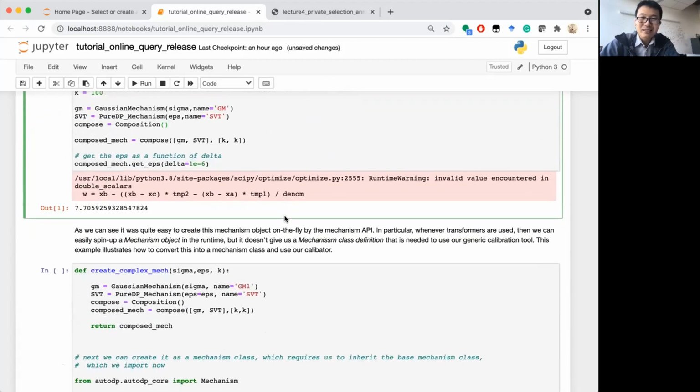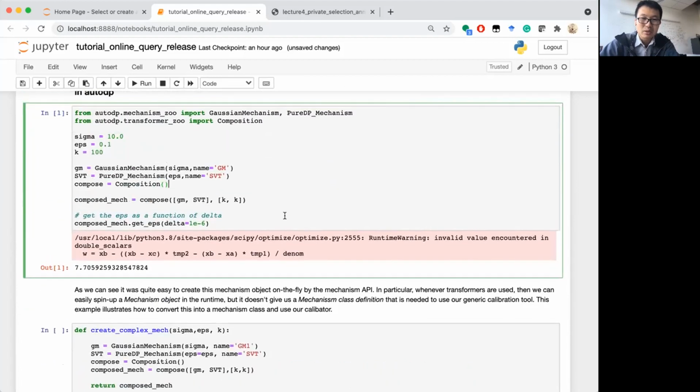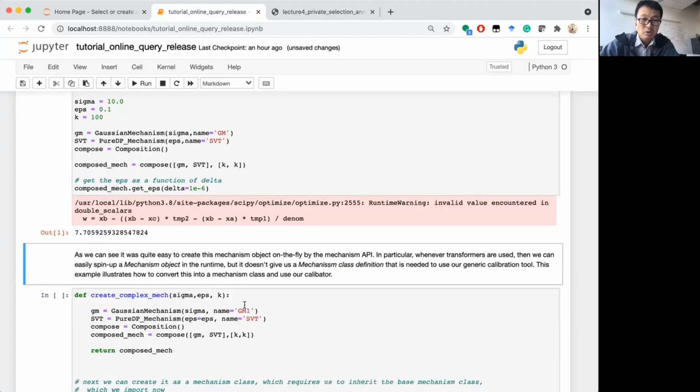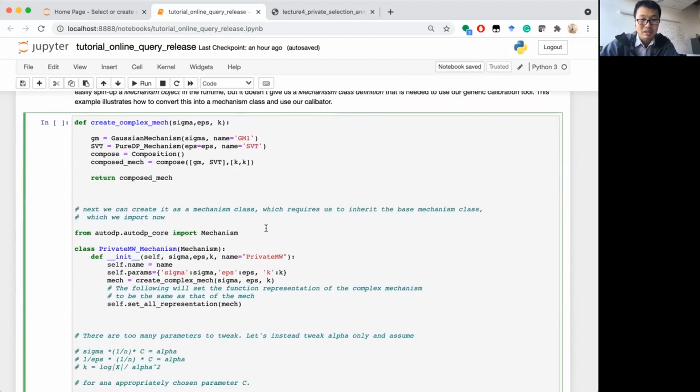But often, in practice, what we want to do is the opposite. So we want to go from this epsilon being, say, 7.7, to calibrating it to 0.2 or 2 or 0.5, with delta equal to 10 to the power of minus 6. Then the question is, what are the corresponding sigma, epsilon, k parameters that can give us those guarantees? And AutoDP can help with that problem as well.